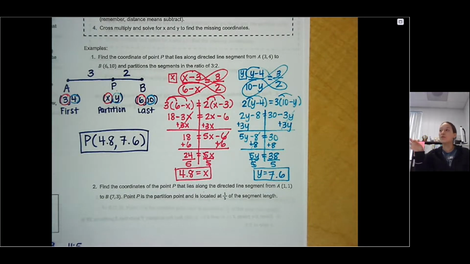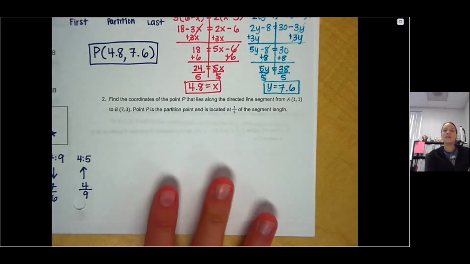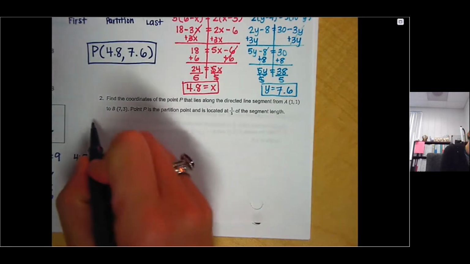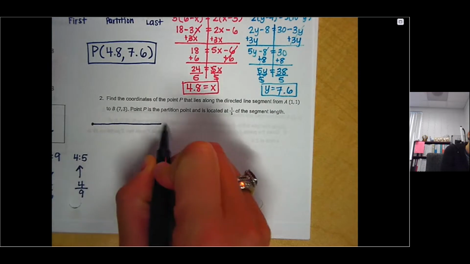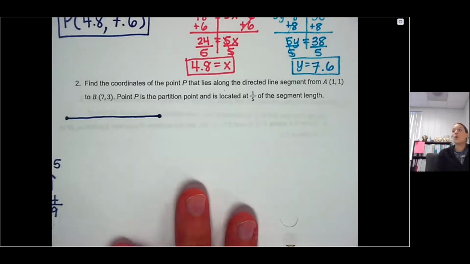All right, let's do one more. Let's do number 2, and then we'll be done. Okay. All right, number 2. It says, find the coordinates of point P that lies along the directed line segment from A to B. Point P is the partition point and is located 1/5 of the segment length. Okay, so we're going to start just like before. We're going to draw a picture. We're going to make sure we always draw a picture every single time. That's always step 1.